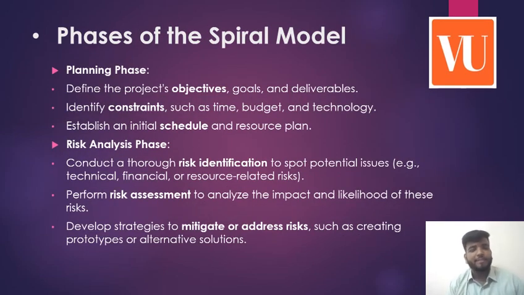Now moving to the next slide, the phases of the spiral model. First is the planning phase. First point, define the project objectives, goals and deliverables. Second point is identify constraints such as time, budget and technology. Third point is establish an initial schedule and resource plan.